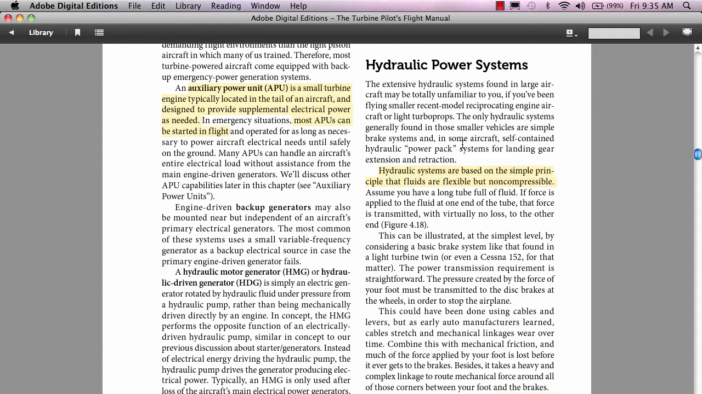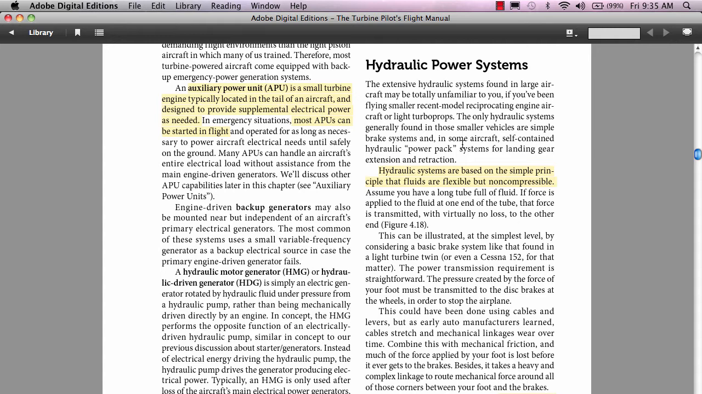Most important thing about the hydraulic system is to understand that fluids are flexible, but they're non-compressible. And that's an important thing. When we talk about the pneumatic system, air is compressible. It has certain characteristics that we have to watch out for, whereas with hydraulics, the fluid is non-compressible, and that's an important factor.